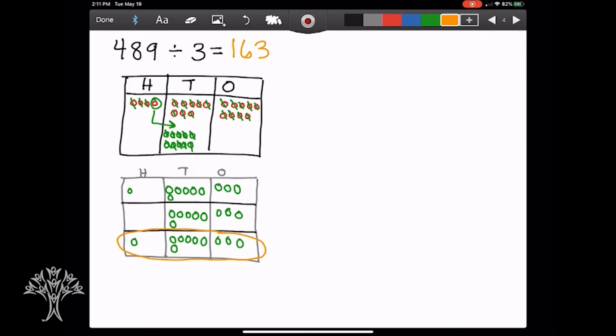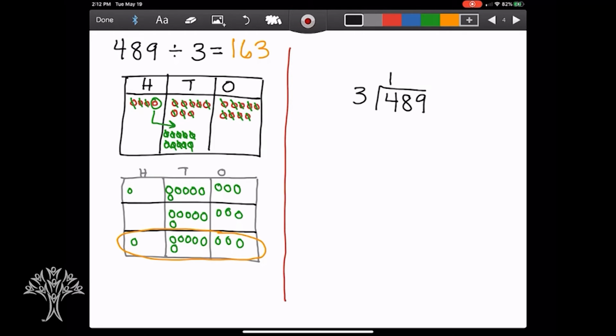163. So again, let's show that side by side. What would it look like if I did the standard algorithm? So I would draw it out like this. 489 divided by 3. 3 will go into 4 1 times. And then I go 1 times 3 equals 3. And then we subtract that. 1 left over. I'm going to bring that 8 down.